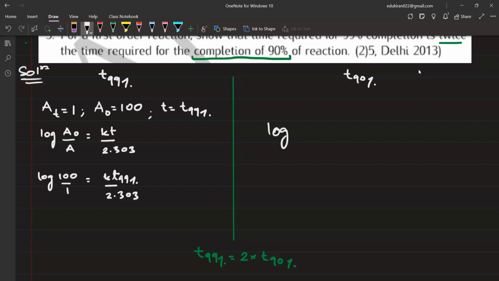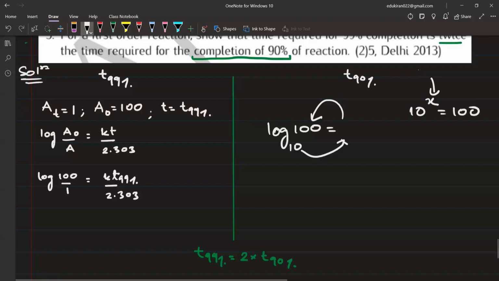लॉग में एक बेस होता है, जो यहाँ पे 10 है. So when log of 100 is asked, they are asking 10 to the power how much will be equal to 100. Tell me, 10 to the power how much it is equal to 100? 2. समझ में आया? लॉग यही होता है. So log 100 will be equal to 2, multiplied by 2.303 divided by K, will be equal to T99%.